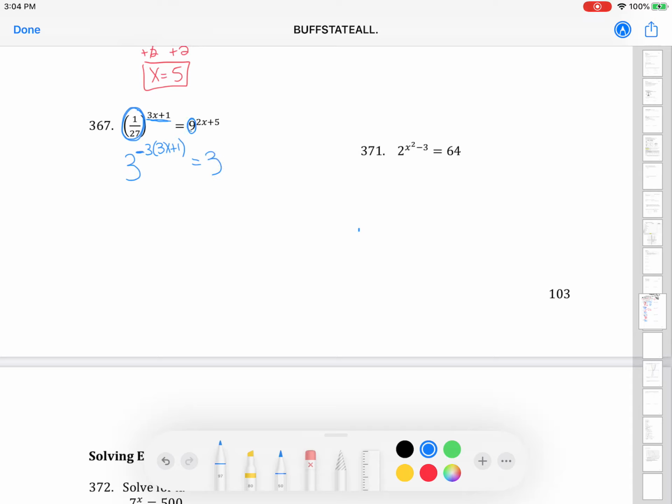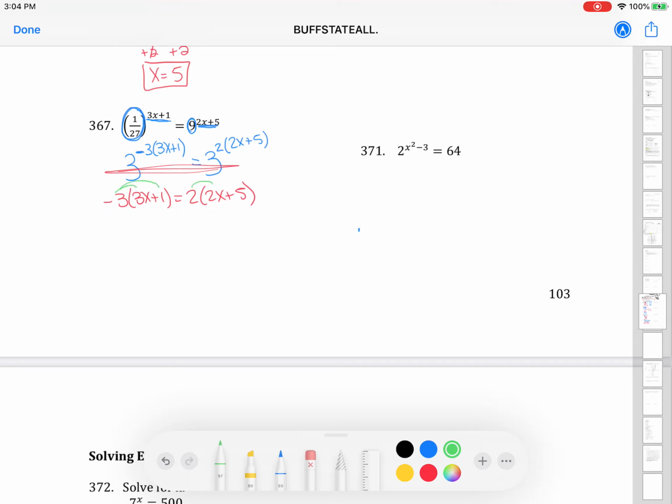I know this is equal to, I have to also write that 9 using a base of 3. 9 with a base of 3 is going to be 3 squared. And then same idea, I still have to bring down the exponent that's already there, 2x plus 5. I have common bases, so those are completely gone, and I can bring down my exponents. So negative 3 times 3x plus 1 equals 2 times 2x plus 5.